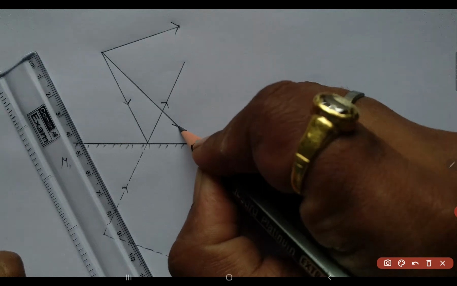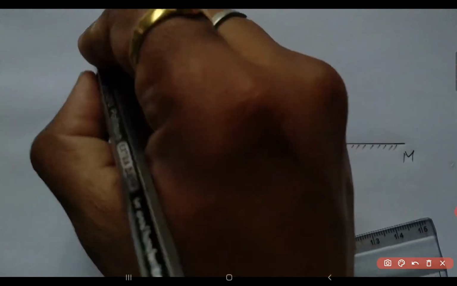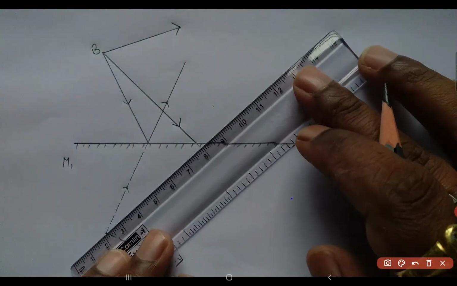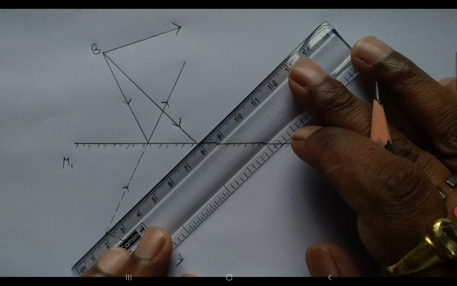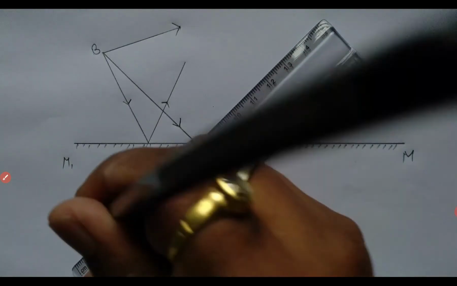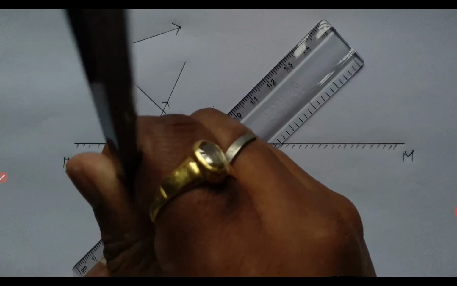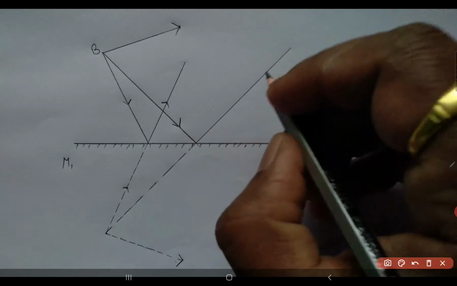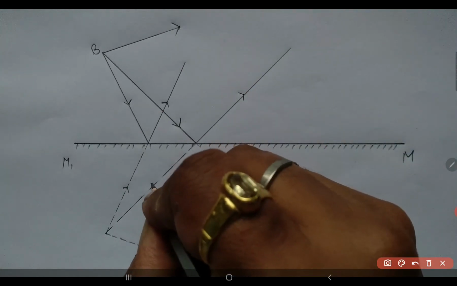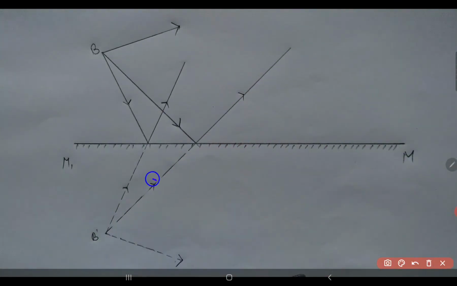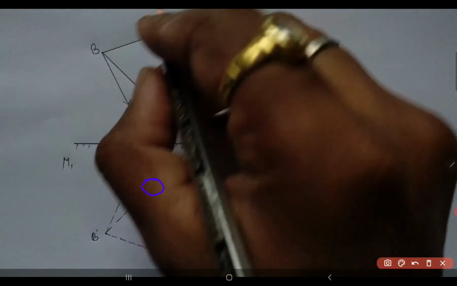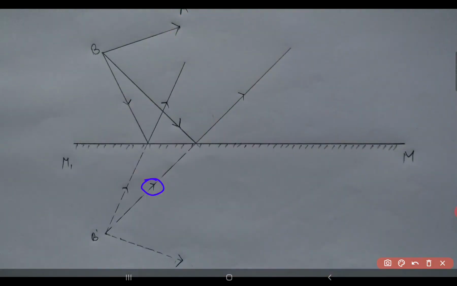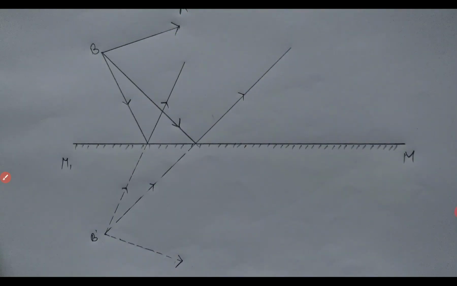So this is my second incident ray, and this second incident ray will also have a reflected ray. Again I am starting with the same point. I am drawing the dotted line, and then I shall draw the reflected ray also. Again I am putting the arrow. Remember, this arrow is not required at all. So the next reflected ray is also over.